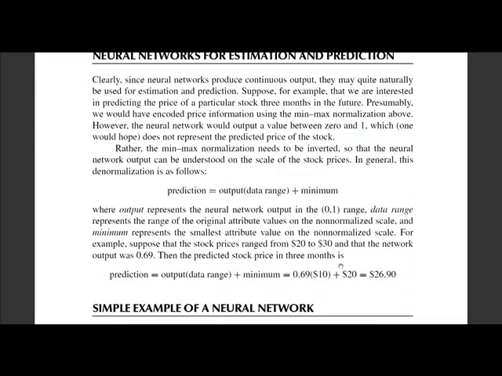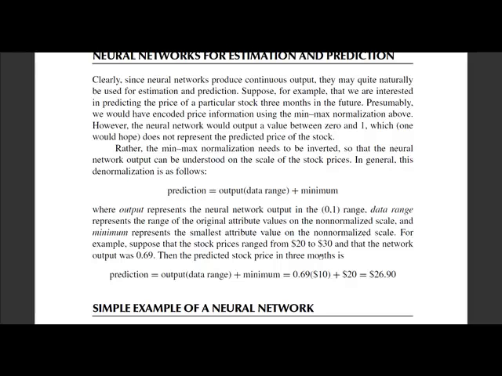Where output represents the neural network output in the 0-1 range, the data range represents the range of the original attribute of values on the non-normalized scale. So like the original price of stocks, the range of the price of stocks. And the minimum represents the smallest attribute on the non-normalized scale.